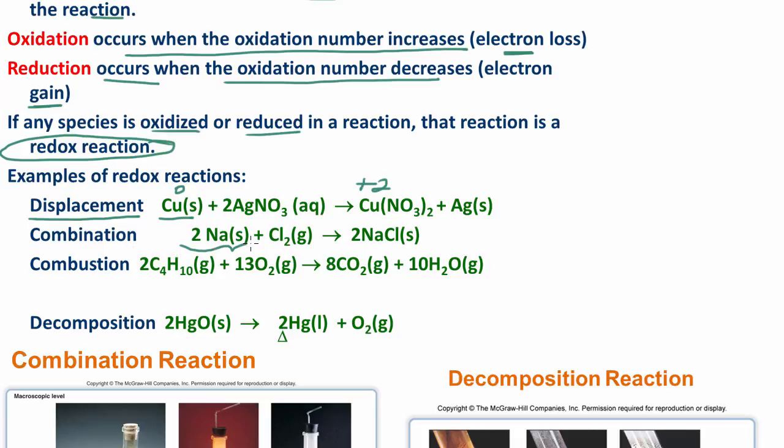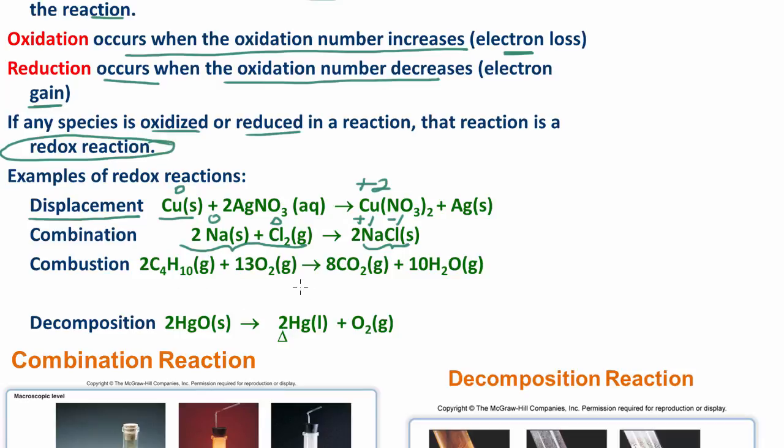Combination reactions, that's where you have 2 reactants to produce 1 product. This is a redox reaction. We can tell here we have oxidation numbers of 0 on the sodium and chlorine. Here, +1 on the sodium and -1 for the chlorine. So this is oxidation reduction.